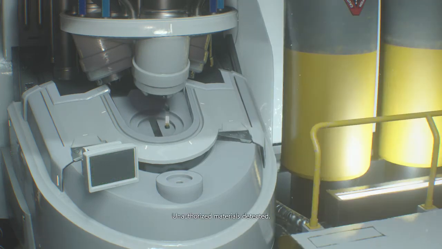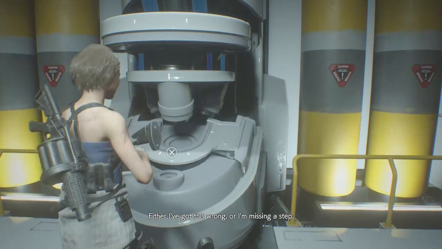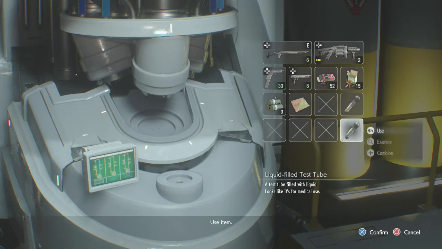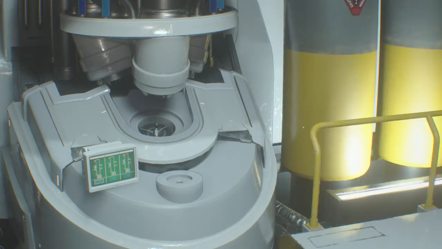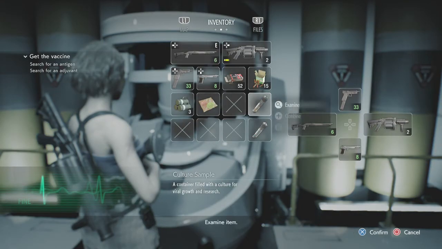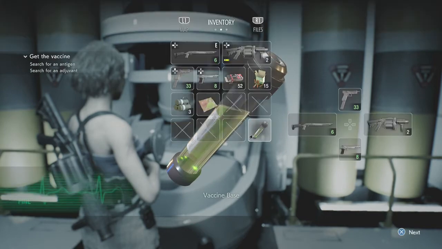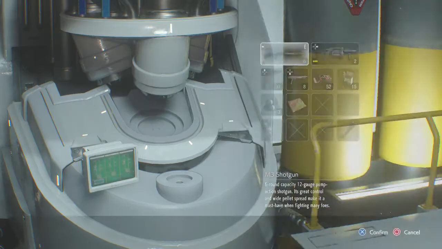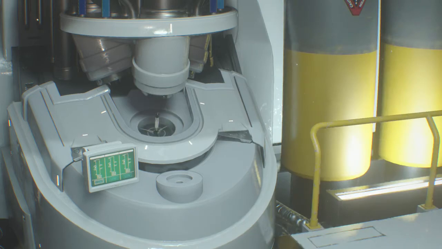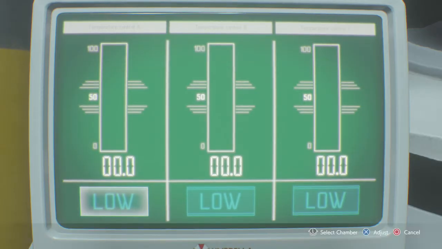Unauthorized materials detected. Either I've got this wrong or I'm missing a step. Unauthorized materials detected. What? Okay, I was scared. I was like, what the fuck is going on? What?